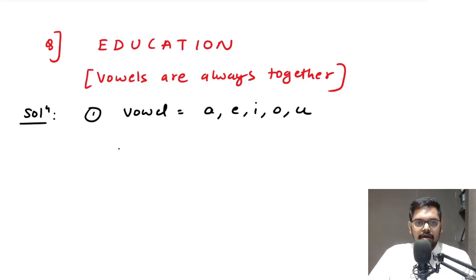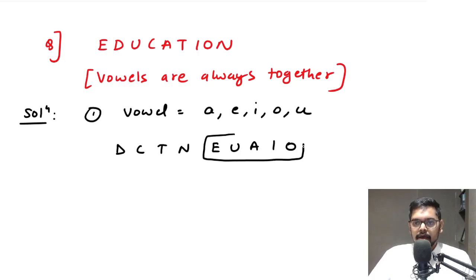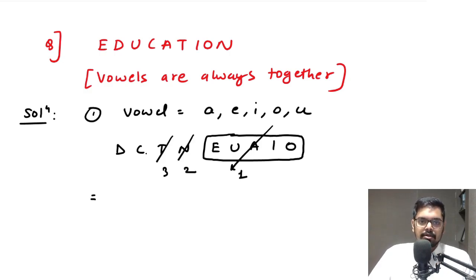So first I will write the consonants, which were D, C, T, N, and then I am going to write the vowels, which are E, U, A, I, O, right? Please make a note, vowels should be together, so I am making a box here because they should be together. And now do the arrangement. How to do the arrangement? Very simple. This box I will consider one player. This is the second player. This is the third player. This is fourth player. This is fifth player.